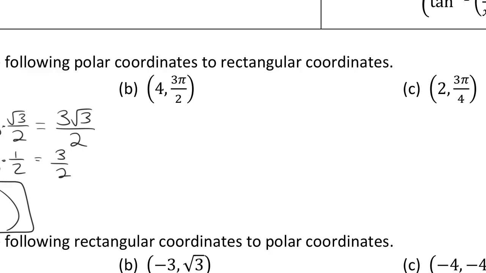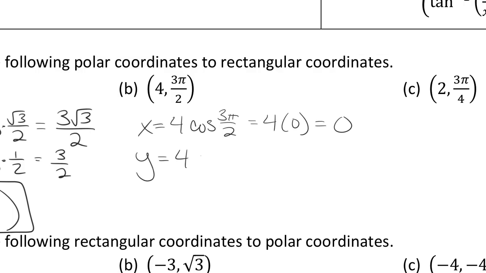All right, let's give part B a shot. For part B, I would do x equal to 4 times the cosine of 3 pi over 2, since that's r and theta. Well, the cosine of 3 pi over 2 is 0, which means the x-coordinate is 0.